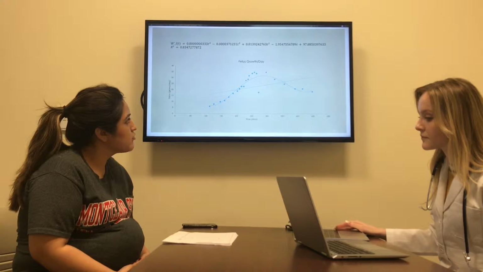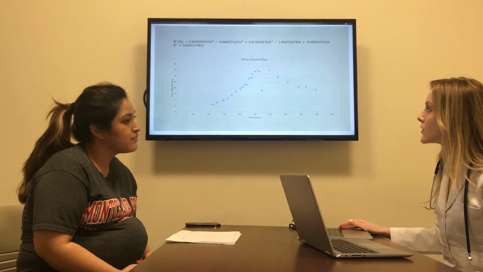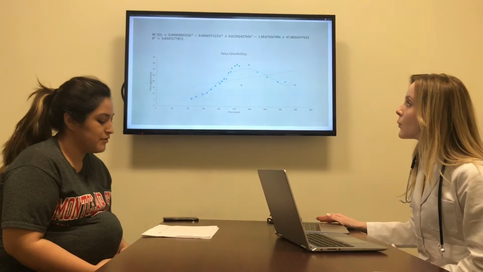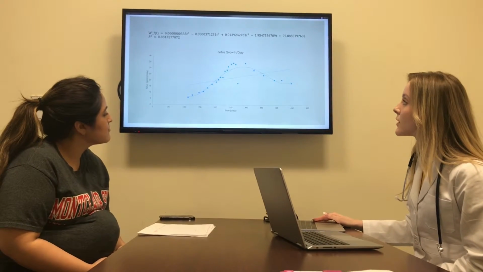How do you know that this graph is a good fitting? Well, this graph is a good fitting because the r-squared value equals 0.834, which is very close to 1, which means it is accurate.